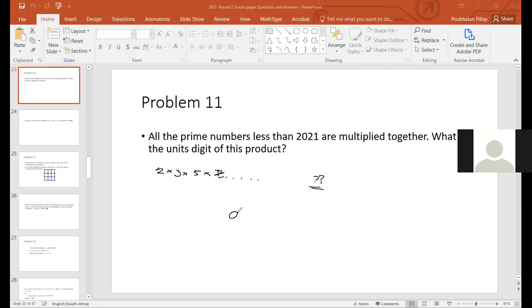Right. Okay, Andreas, well done. So the number will have to end in 0, because this number is being multiplied by 10. Anything, we don't care about the rest of them. Anything multiplied by 10 ends in 0. So that's what they ask. The units digit is the same as the last digit. The answer is 0. Thanks for that, Andreas.